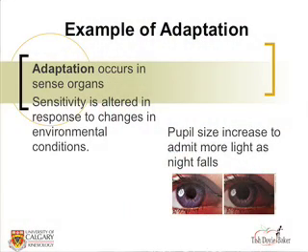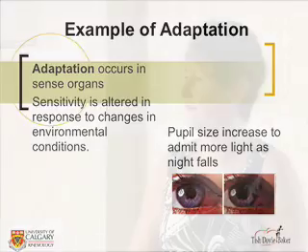And the first example, and maybe this is one example that we all relate to, is that adaptation occurs in our sense organs from a physiology perspective. So sensitivity is altered in response to changes in our environment. So for example, pupil size increases and it admits more light so that we can see at night and drive. Now, some people tell you that as they get older, now, of course, Dan Suratak, who's 100, maybe could tell us this, but as you get older, your night vision starts to decrease.